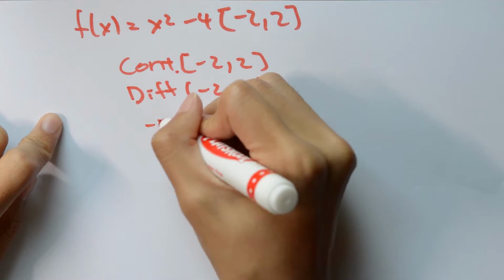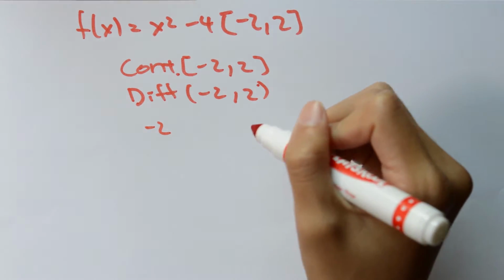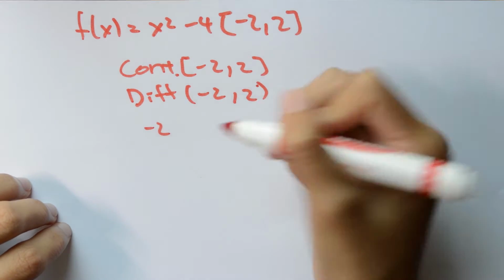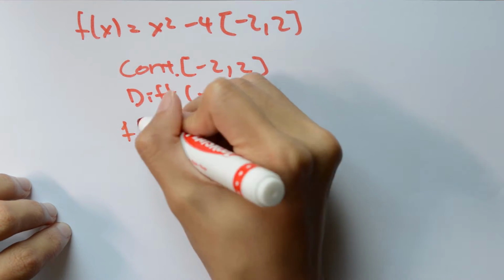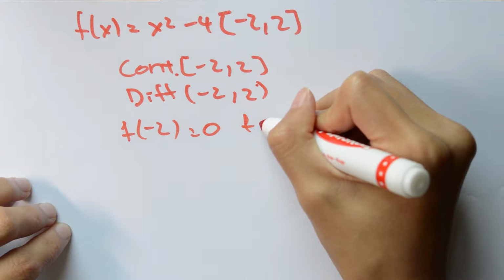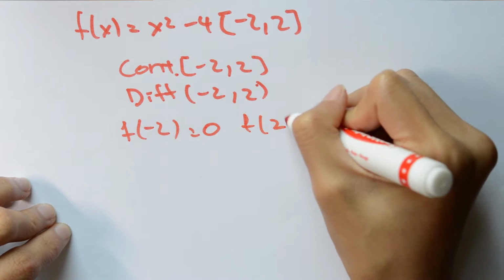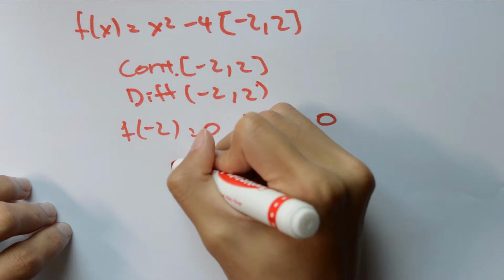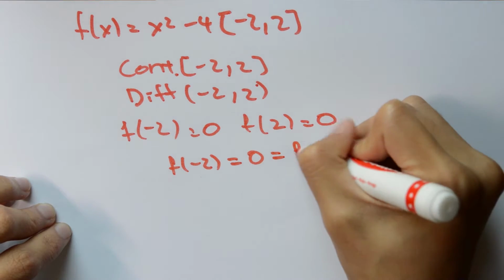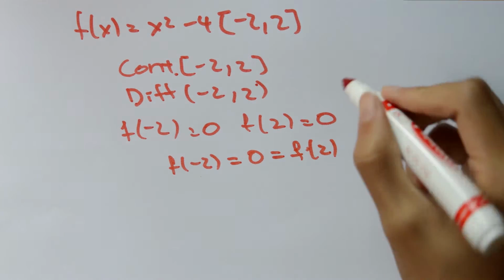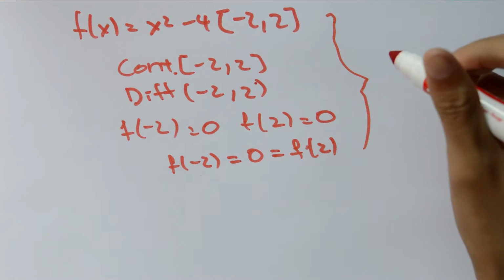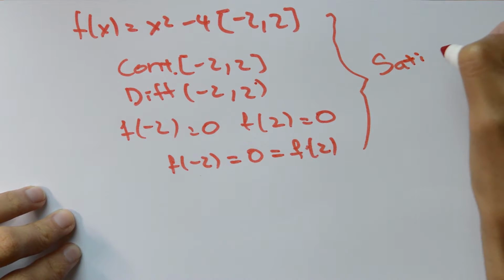When we plug -2 into the actual function x squared minus 4, we get 0. So f of -2 equals 0. When we plug 2 into the actual function, it is also 0. So f of 2 equals 0. That means f of -2 equals 0, which equals f of 2. Based on all three of these conditions, we can simply say that this satisfies Rolle's theorem.